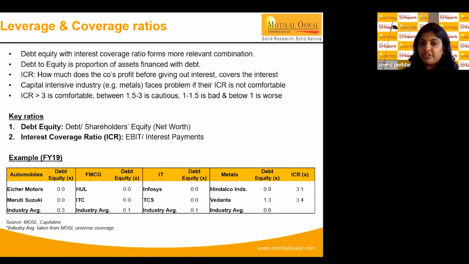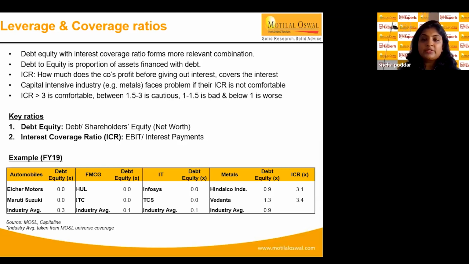Another ratio which is very important is, if the company has debt in the books, then you should definitely look at the interest coverage ratio, which is nothing but EBIT by interest payment. EBIT is your profit before paying out the interest and tax. This ratio will tell you how much profit the company generates, and what is the capability of the company in terms of interest payment. If your ratio is less than one, then your company is in a very bad shape because it doesn't generate enough profit to pay its entire interest.